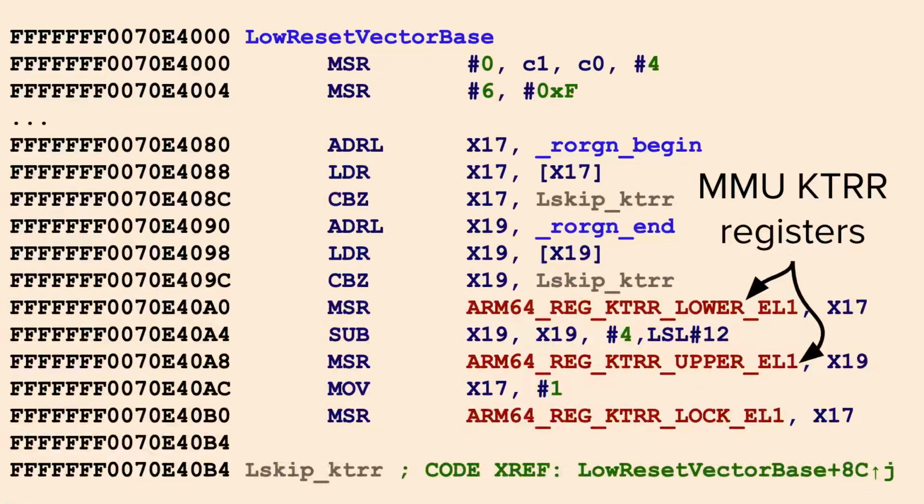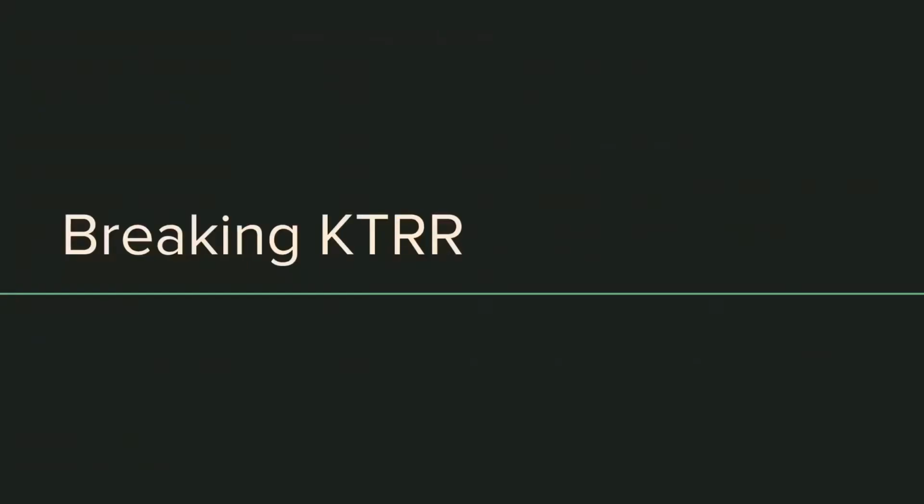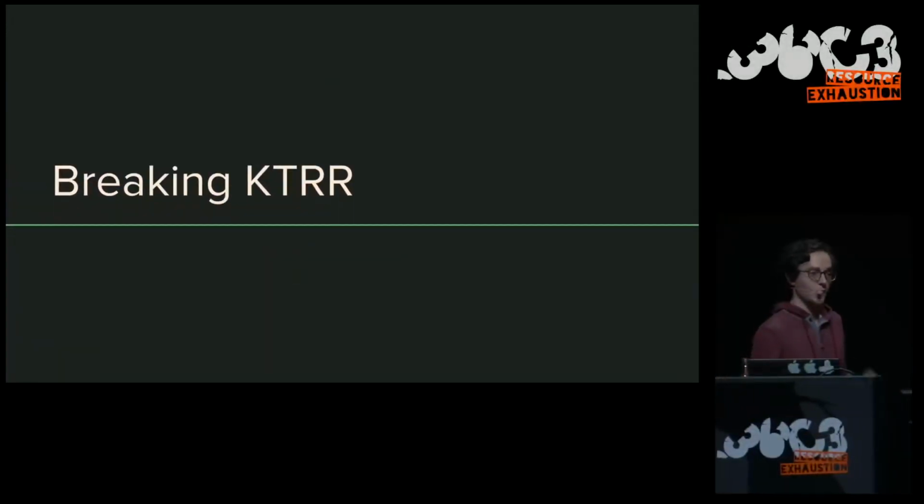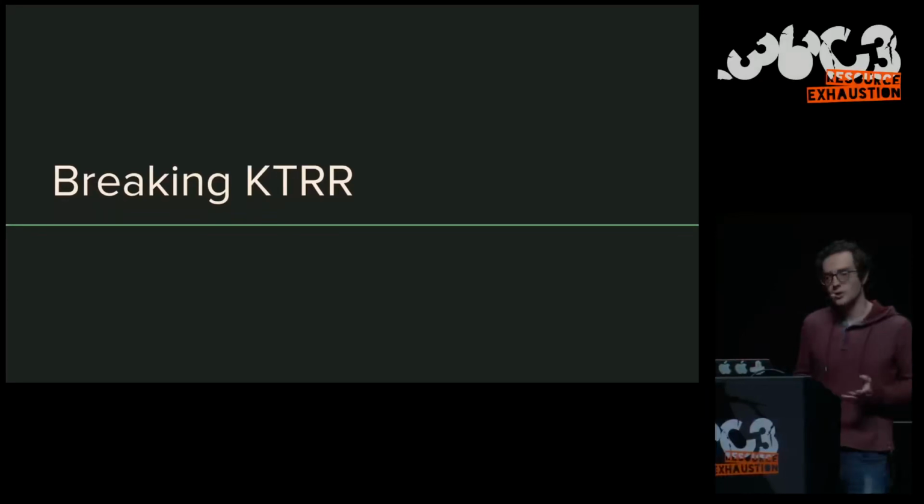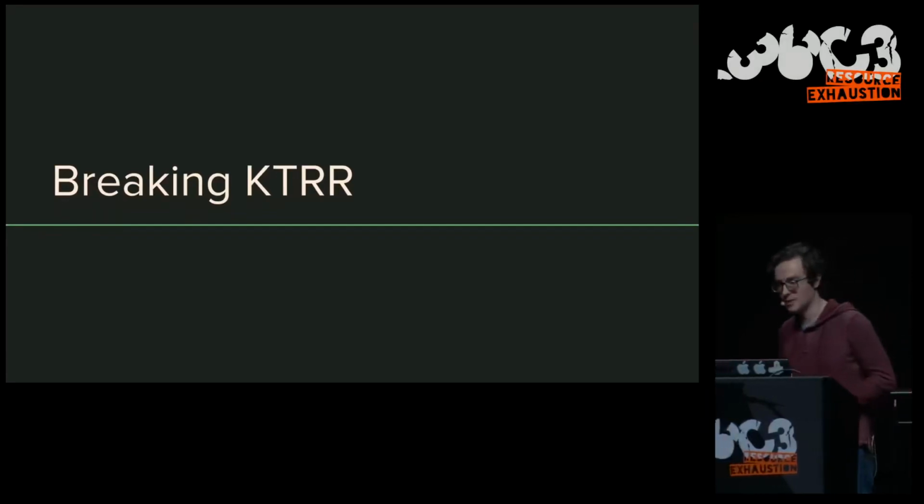So once this code executes, KTRR will be locked down on the MMU, and once again, you can no longer execute memory that lies outside of the lockdown region. So now that we have a high-level understanding of how KTRR works, let's look at how it's possible to break KTRR. And we'll start with a few historical examples.